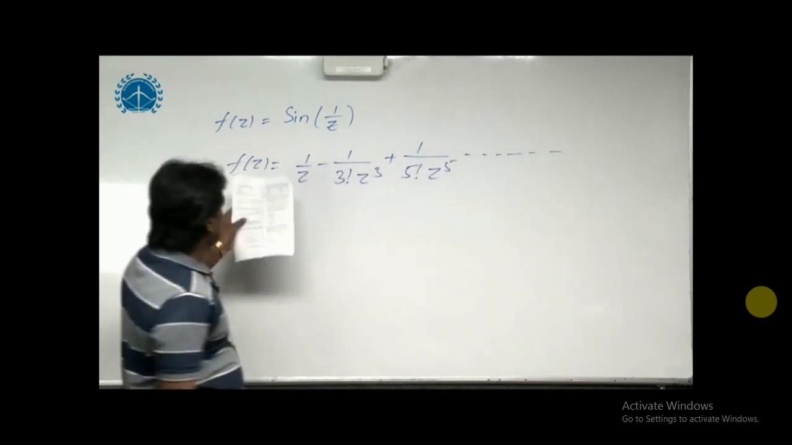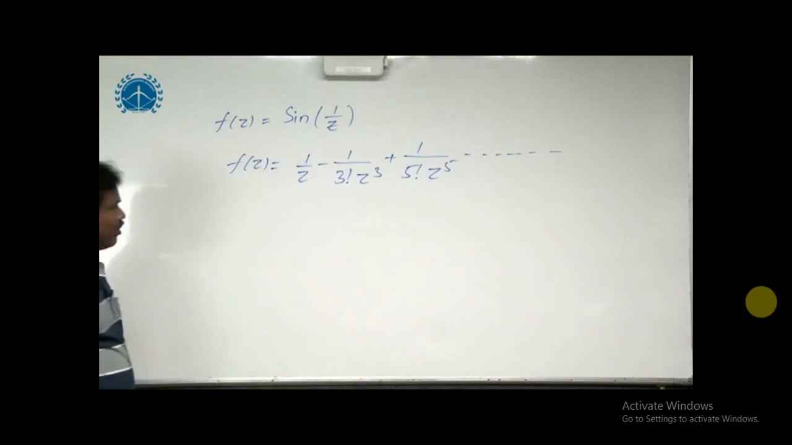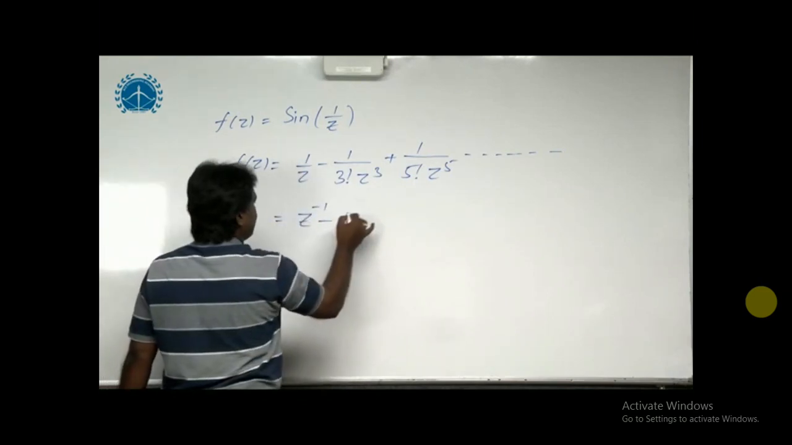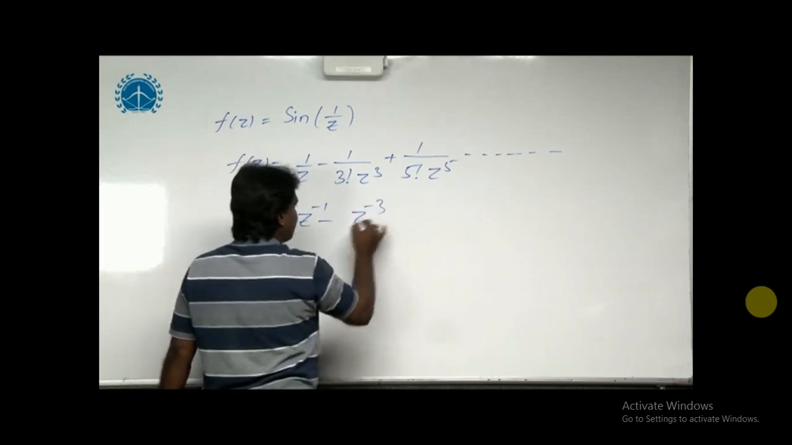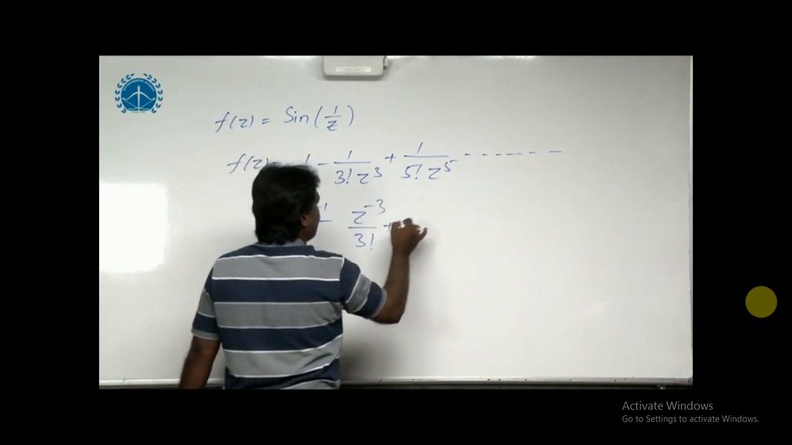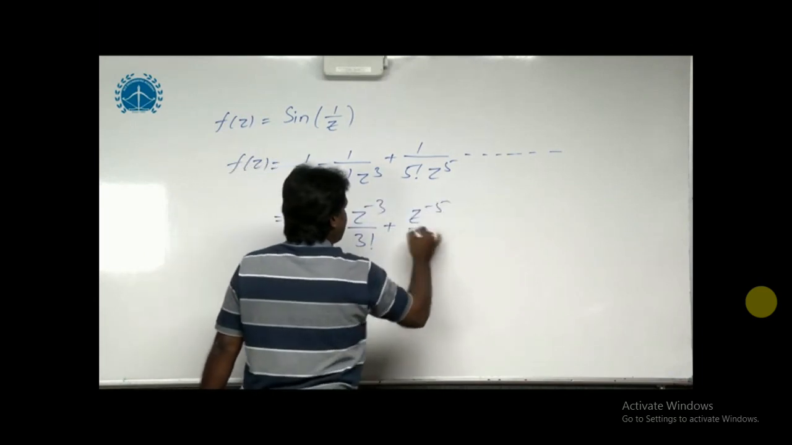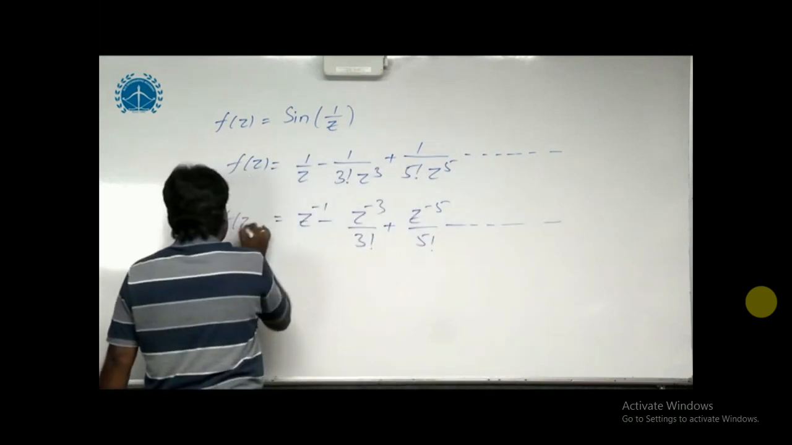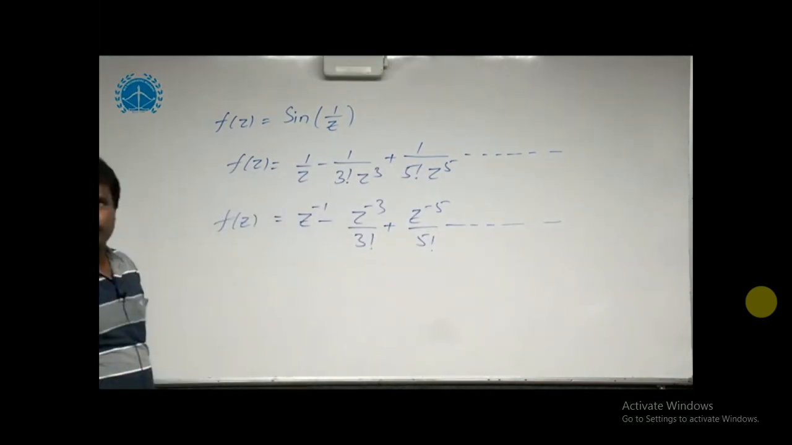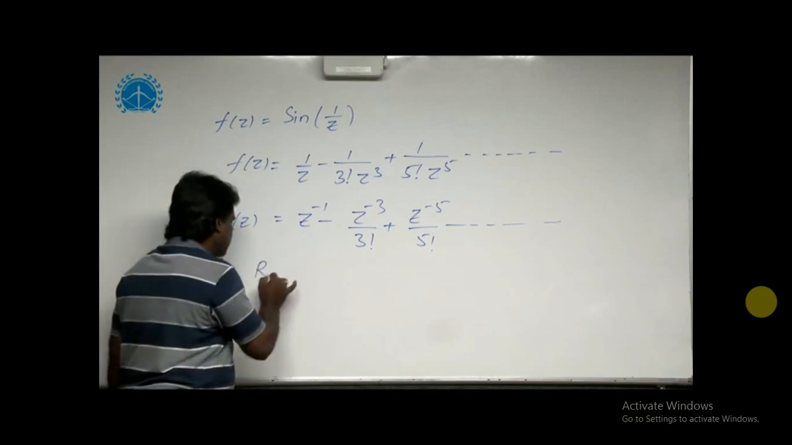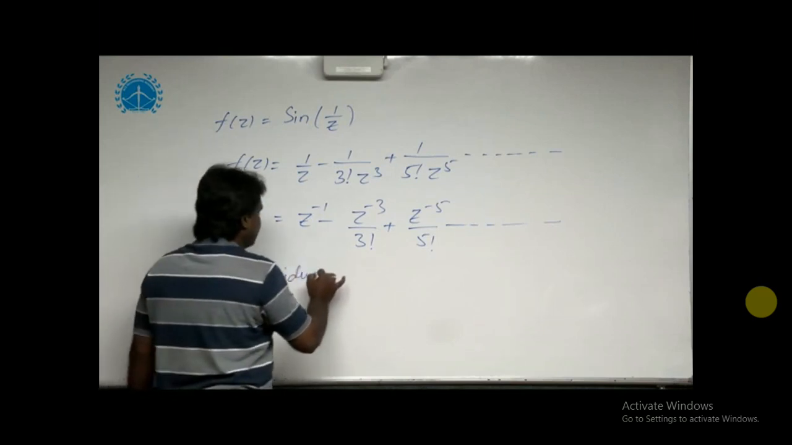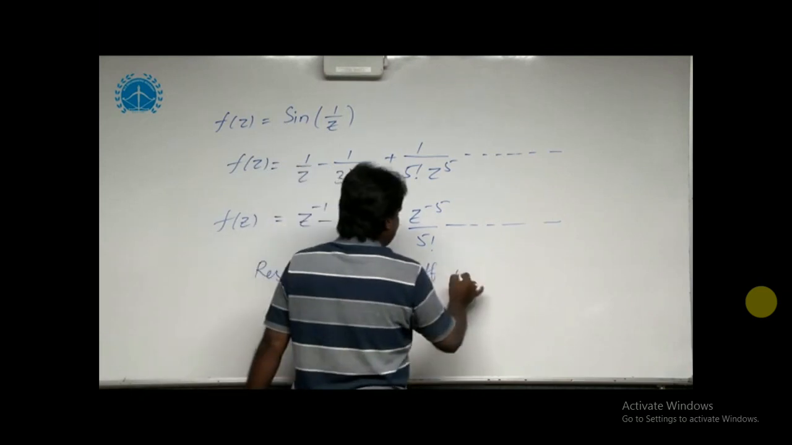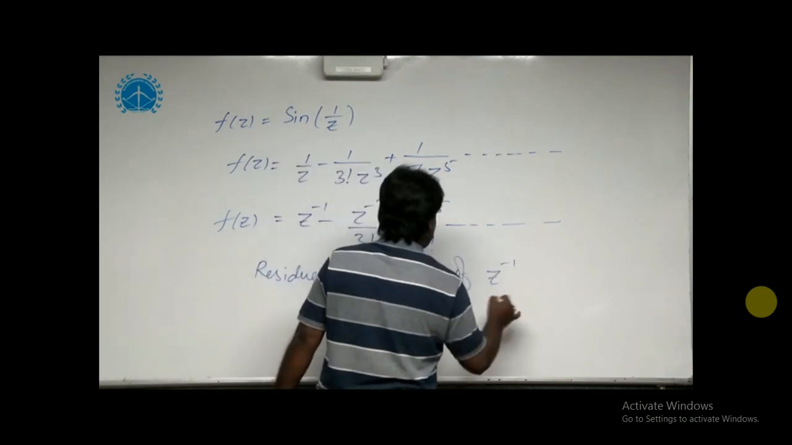So in this one, for the coefficient of z power minus 1, if we take negative powers, it is z power minus 1 minus z power minus 3 by 3 factorial plus z power minus 5 by 5 factorial minus etc. It is an expansion of the given function f of z. So therefore the residue is equal to the coefficient of z power minus 1, that is equivalent to 1.